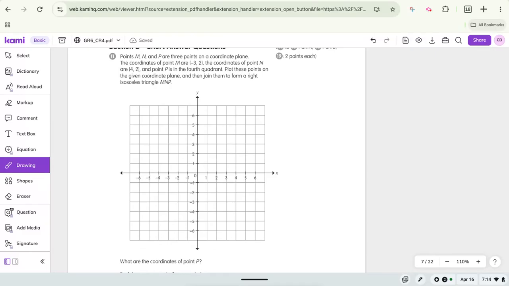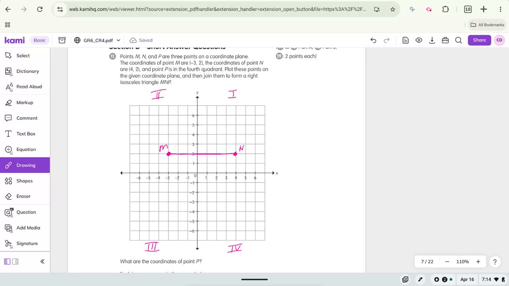All right, M is at -3, 2, which is right here. So I'm going to plot that point and label that point M. N is at +4, 2, which is here. So one side of my triangle is here. The only thing I know about P is it's in quadrant 4. So I know that this is quadrant 1, this is quadrant 2, this is quadrant 3, and this is quadrant 4. So I know it's somewhere in the bottom right portion of the graph.